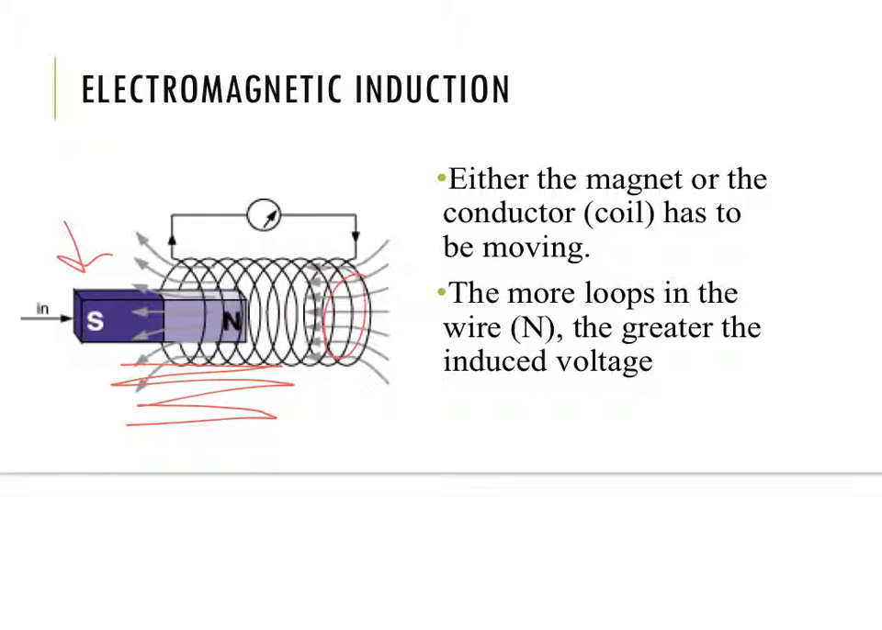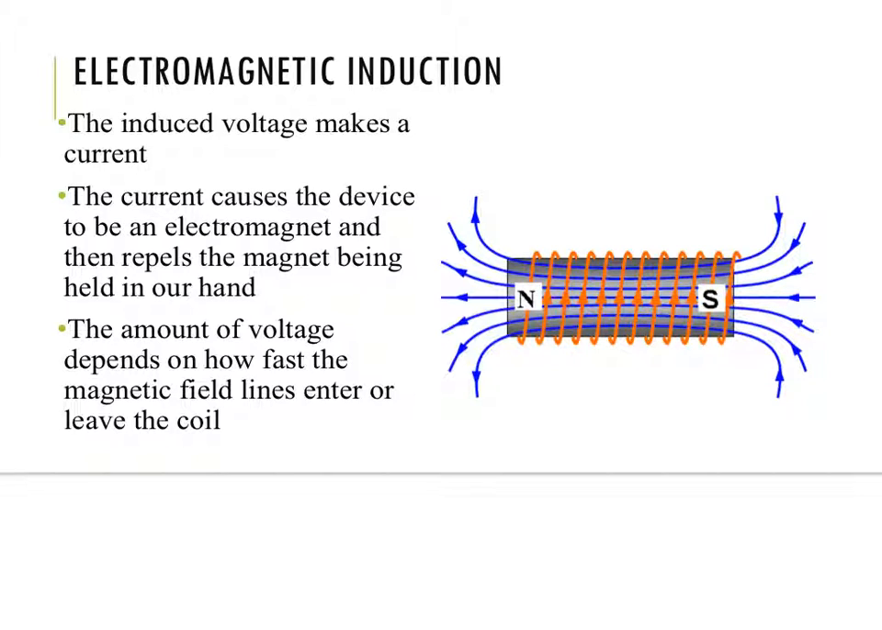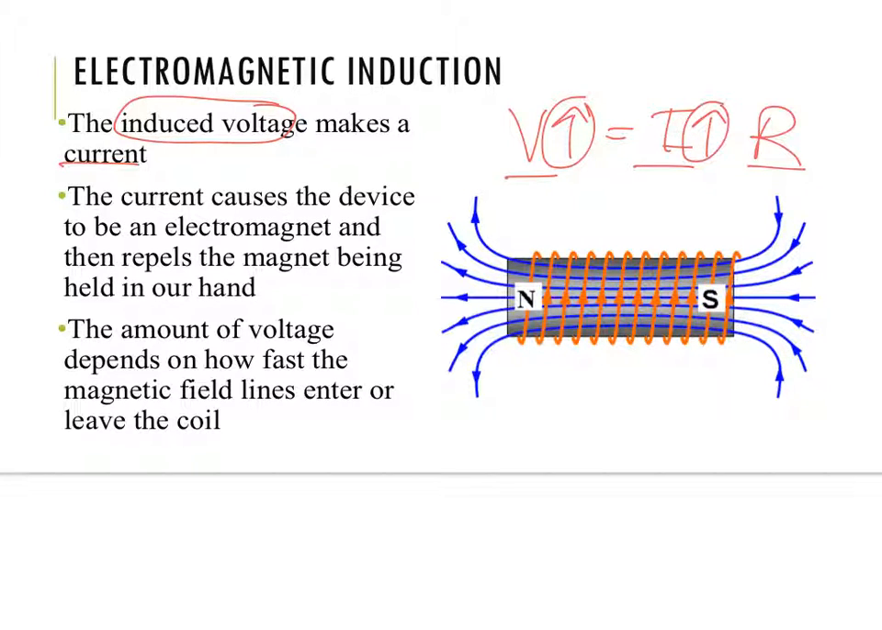And the more loops that the coil has, the greater the induced voltage there is. So the more you're moving it and the more coils, the more voltage you are going to create, which means you're going to create more current. So electromagnetic induction basically means that by moving the magnet in and out of the coil, you create voltage, which makes current. We know as voltage goes up, so does the current, right? And we know that's with Ohm's law, V equals IR. So as voltage increases, so does the current.